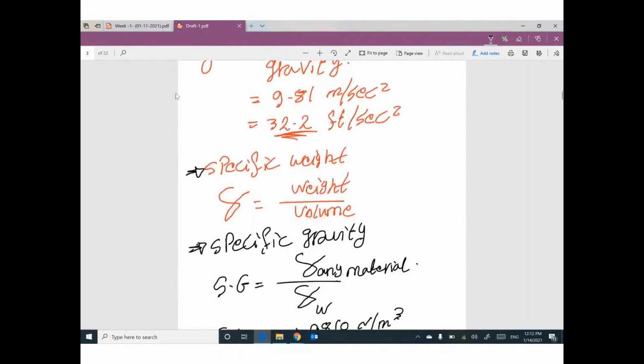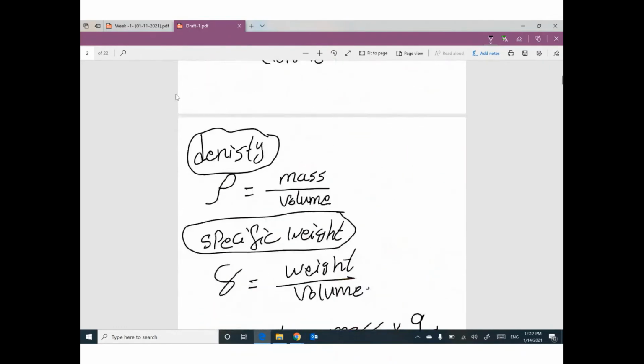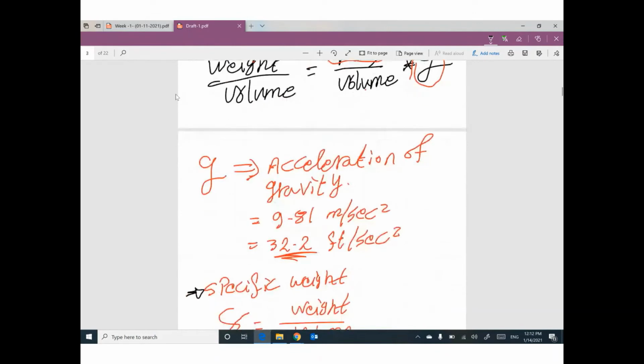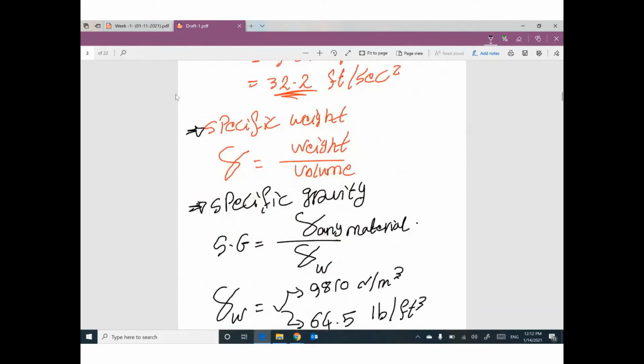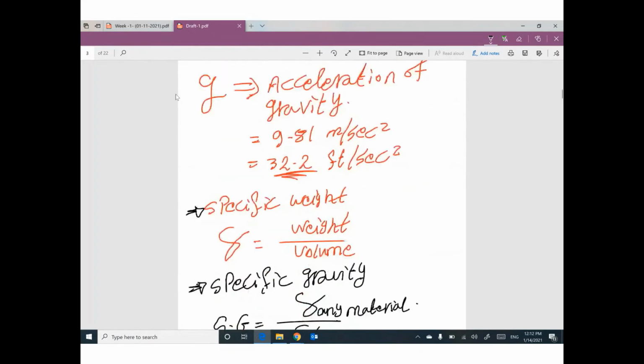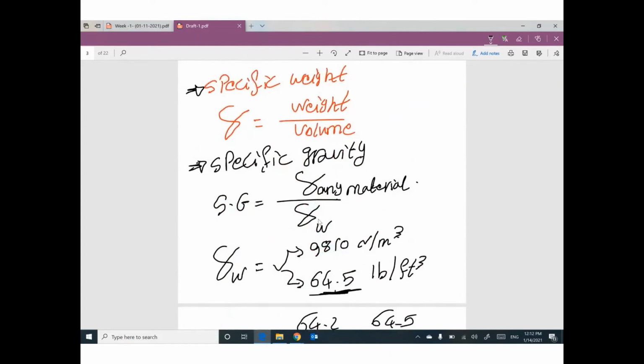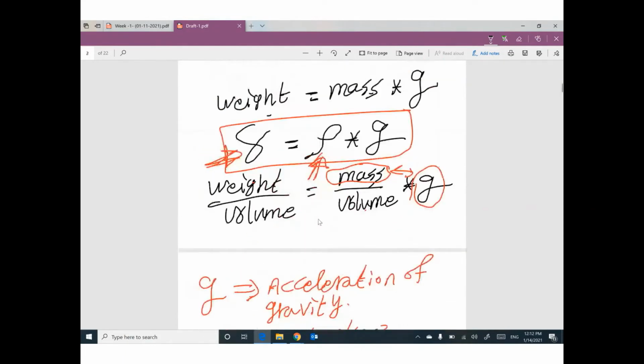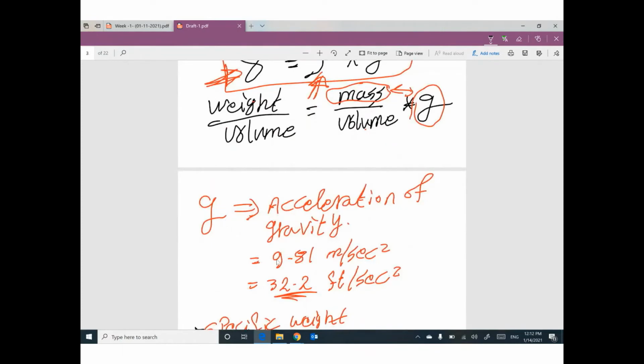Anyway, so we have three terms: density, specific weight, and specific gravity. Make sure you are not confused between specific weight and specific gravity. Specific weight equal weight divide volume. Specific gravity equal gamma of this material divide gamma of water. The relationship between specific weight and the density, specific weight equal density times g, g called acceleration of gravity, 9.81 meter per second square, or 32.2 feet per second square.